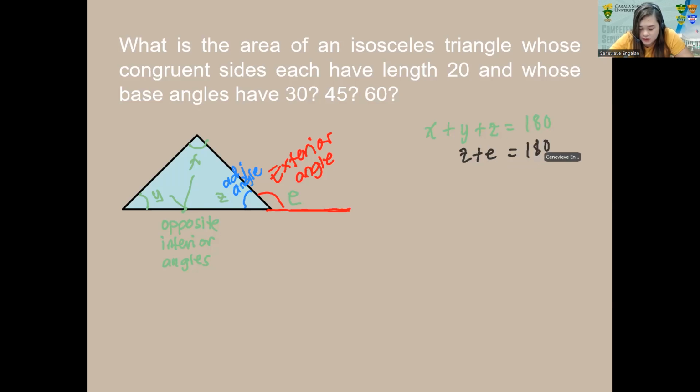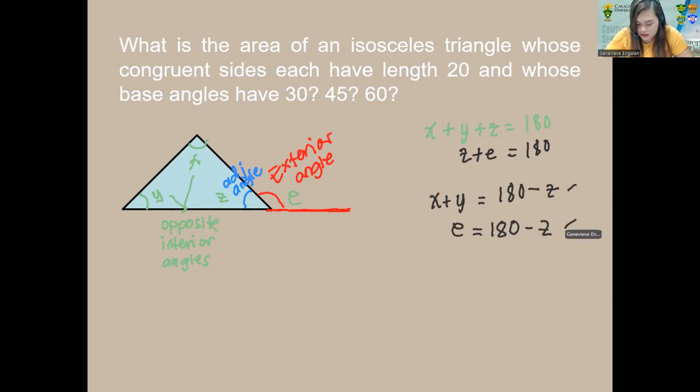Okay. So kung ako ni siyang isolve, si x plus y will be equal to 180 minus z. Diri pod sa isa, you have si e pod is equal to 180 minus z. Pareha man sila equal kang 180 minus z. So, we can say nga x plus y is equal to e. Pasabot, ang sum sa opposite interior angles sa isa ka triangle is equal sa katong exterior angle.